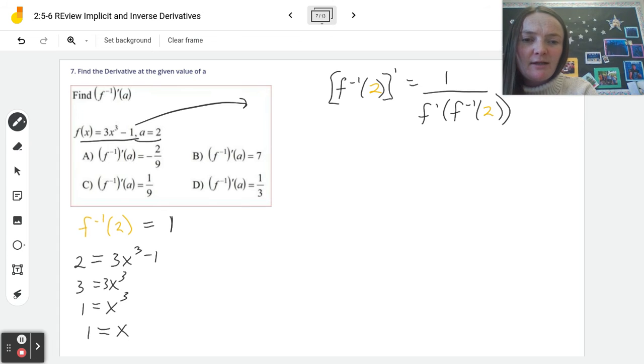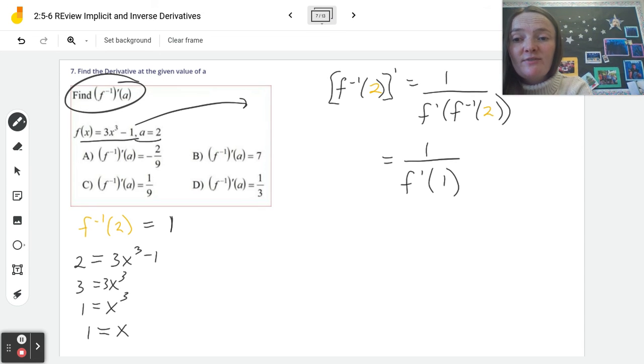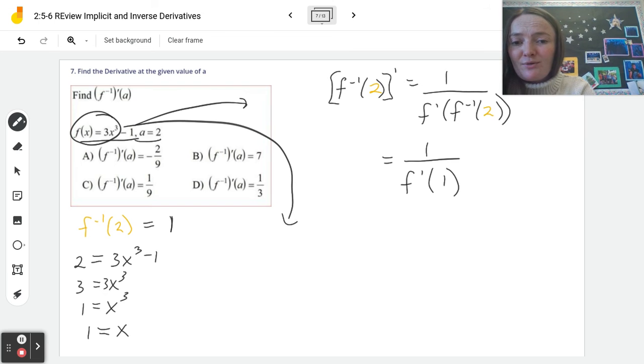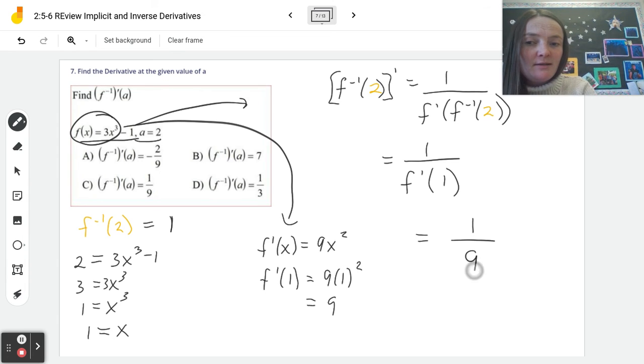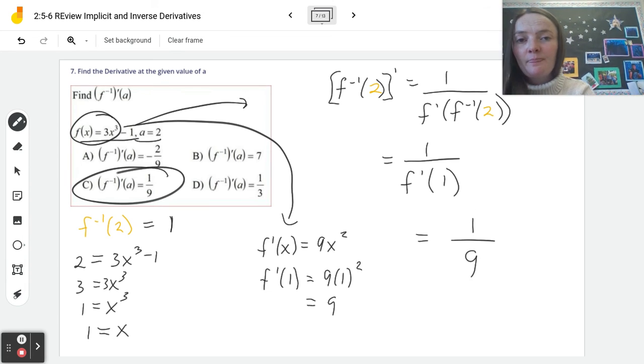So let's go ahead and plug that in. This is going to be 1 over f prime of 1. So all we need to do next is find the derivative of f of x, which is a really easy derivative. f prime of x is equal to 9x squared plus 0. So f prime of 1 must be 9 times 1 squared, which is 9. And so the answer here is 1 over the derivative at 1, which is 9. So the answer here is 1/9.